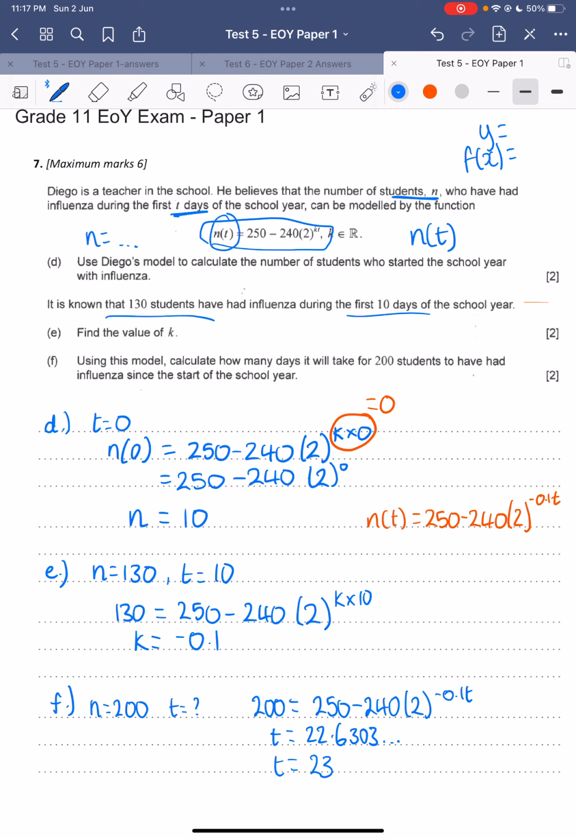So when you see this notation, it is not a times, it is simply N equal to, the same as we could write it as N is equal to 250 minus 240 times 2 to the power of KT. This is exactly the same. If you prefer to write that at the start of the question, then you can do that and then use it in that way moving forward.